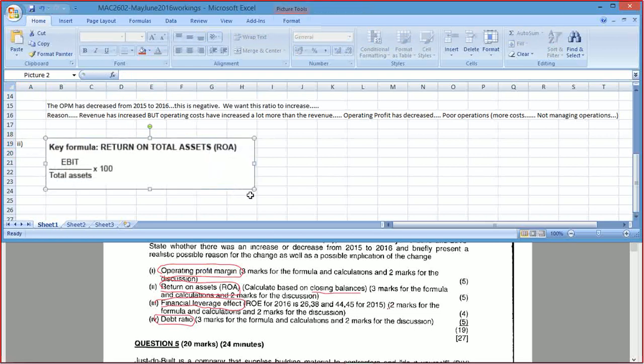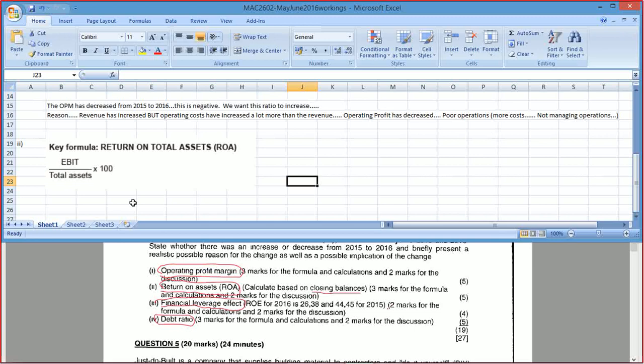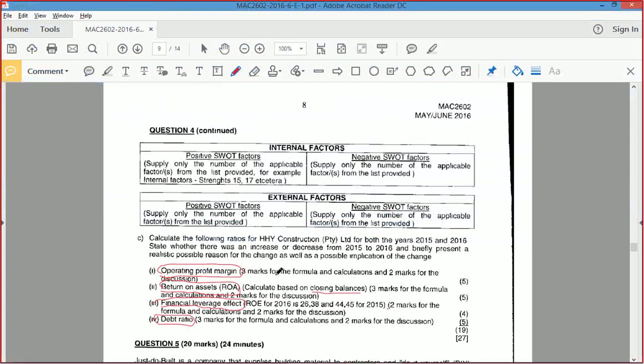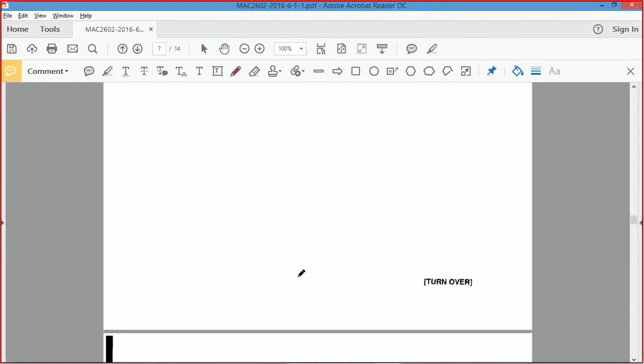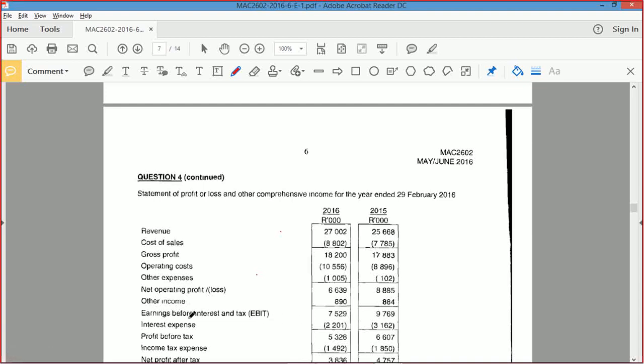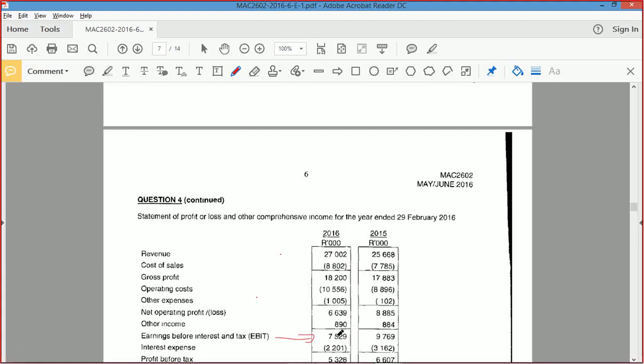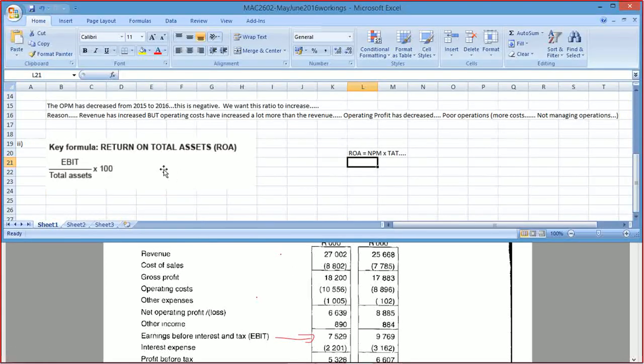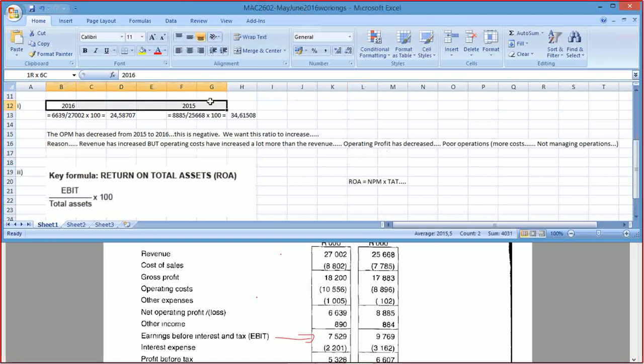Okay, the key formula for this ratio is EBIT over total assets. You could use DuPont if you wanted to. ROA is also net profit margin times total asset turnover. That's another formula that you could use. So it just depends what the question has given you. But I saw earlier that they gave me the income statement, so I can see EBIT there. There's no need to use DuPont if I've got everything laid out nicely in this particular question. So same story applies here.